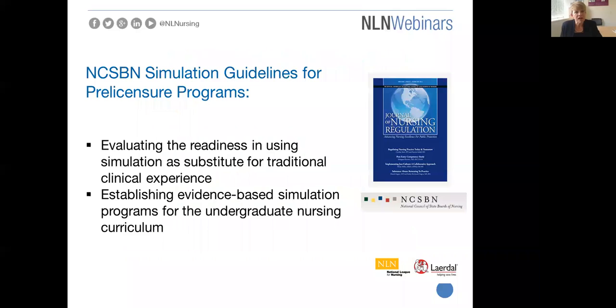Since that time, the National Council has developed guidelines for pre-licensure programs. The guidelines were really meant to help evaluate schools' readiness for the use of sim as a substitute for the traditional clinical experience, and to help establish an evidence-based sim program for undergraduate nursing curriculum. They really wanted to make sure that there was a thoughtful and intentional approach by programs of study to envelop the use of simulation in their teaching and learning.